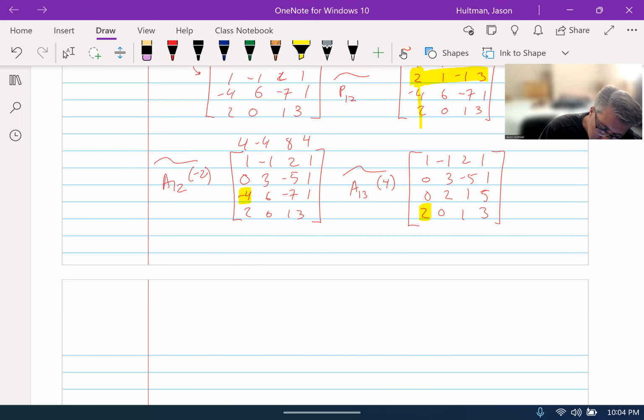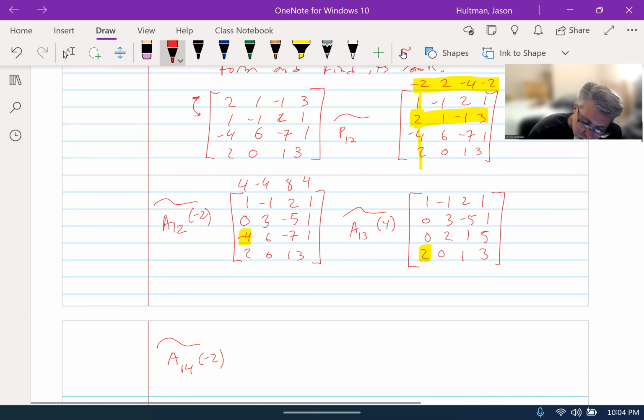So that's going to be A14 -2. So let's put our auxiliary row above. So if I do -2, that's -2, 2, -4, and 2. -2, I should say. Okay, and add that to our fourth row.